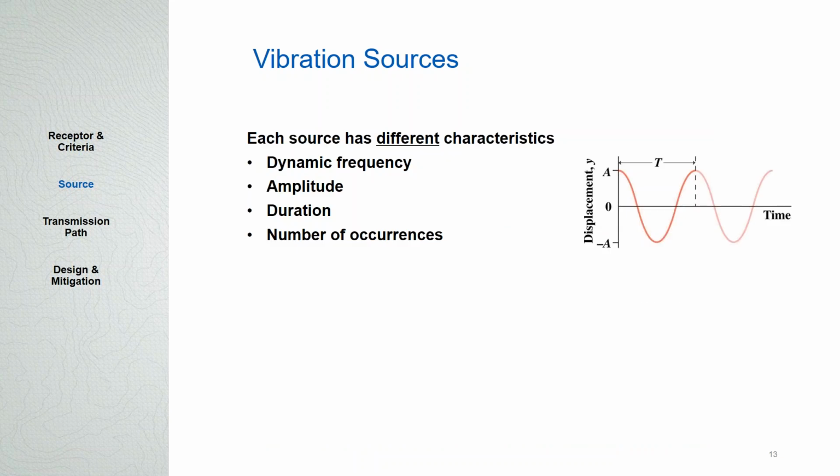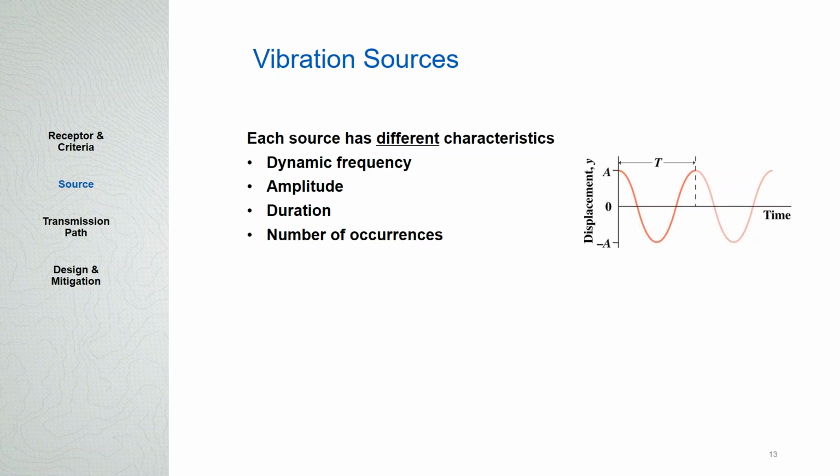So when we're talking about vibration sources, each one has different characteristics. They've got different frequencies or dynamic frequencies. That's the number of cycles completed in each second. There's different amplitudes of vibration, right? How much the force is or how much the vibration is, the duration, and the number of occurrences, right?